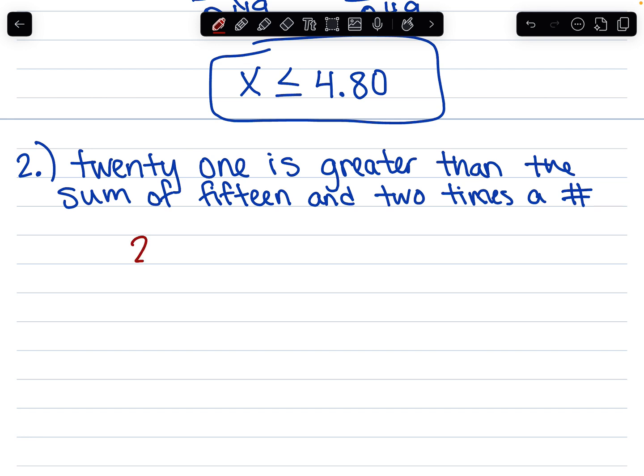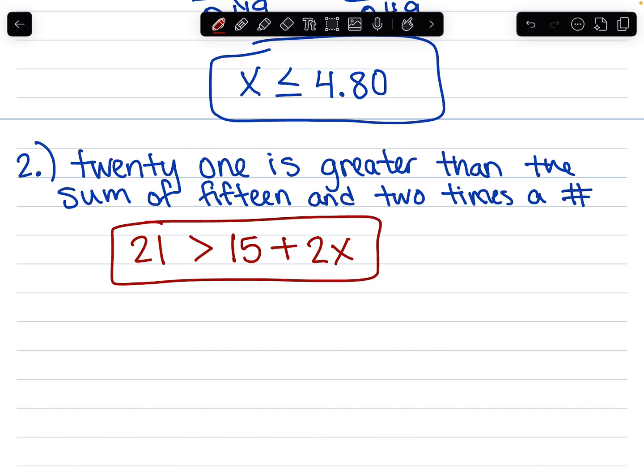All right, Hogan, go for it. 21, alligator sign left. Open this way. Right. Good. So greater than. And listen, I'm okay if you guys just say greater than or less than, because I think we kind of know those now. All right? Good. 15 plus 2x. Perfect. 21 minus 15.